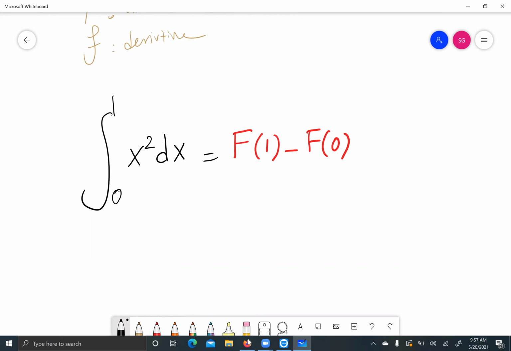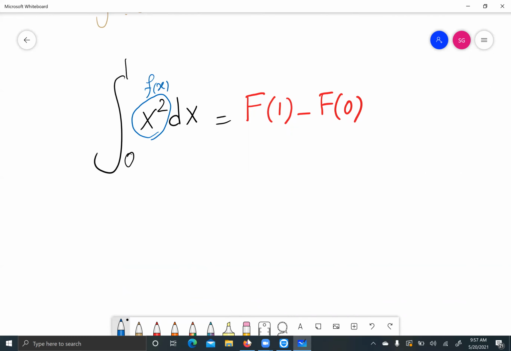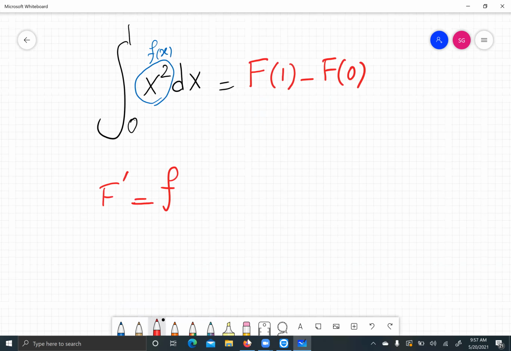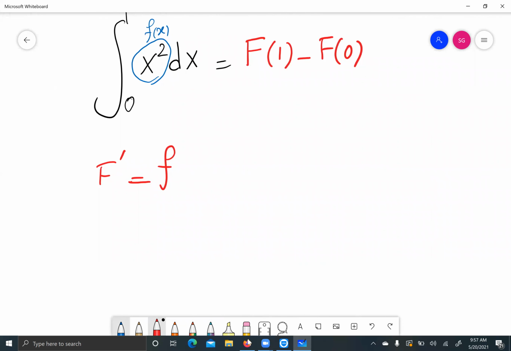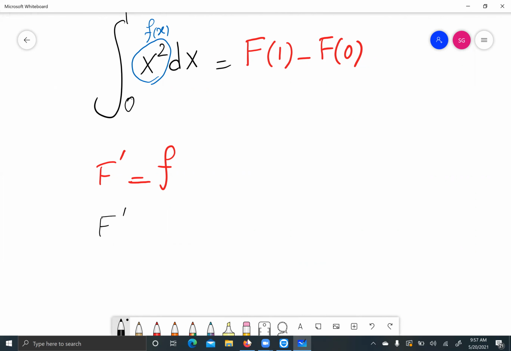So imagine that, so call this f of x. This is your function, f of x. The relationship is that capital F is the antiderivative, or in other words, when you take the derivative of capital F, you get the small f. That's the relationship between these two functions. So the question is, what is the antiderivative? Okay, so think about it this way. This is x squared. So what's the function?